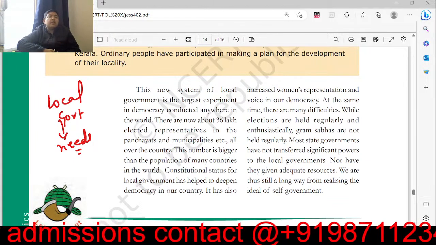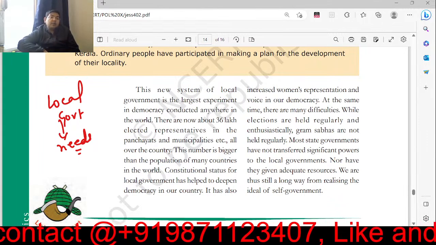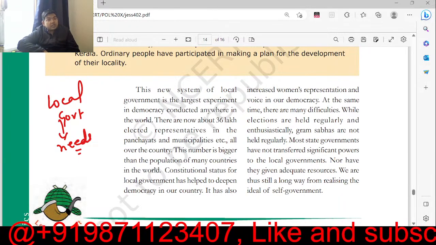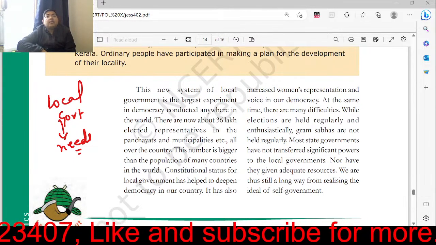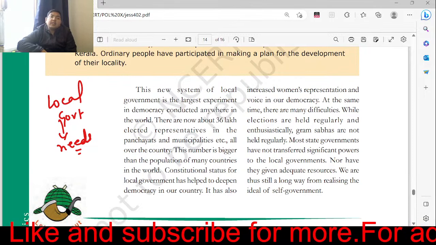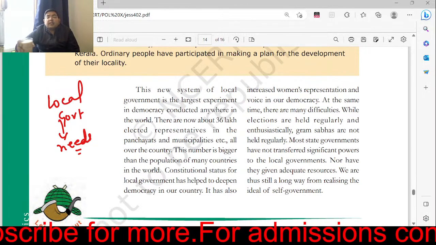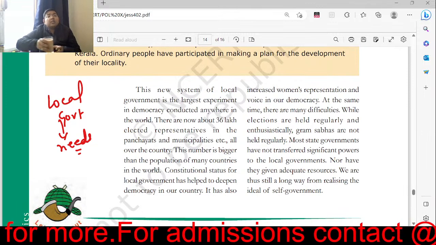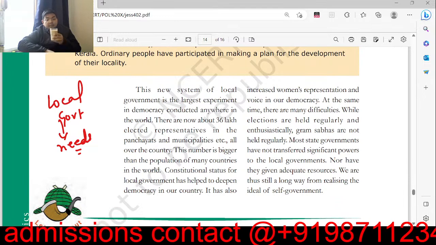So Indian federalism is a combination of 3 levels of government. First, working at the national level, represented by the parliament. Second, working at the state level, represented by the state legislative assembly. Third, represented by the local level, consisting of panchayats and municipalities.